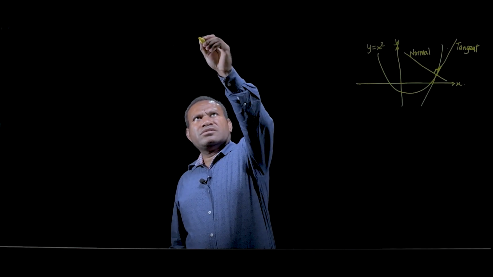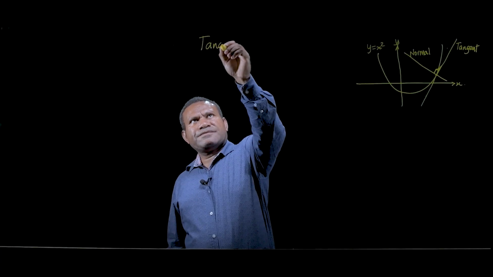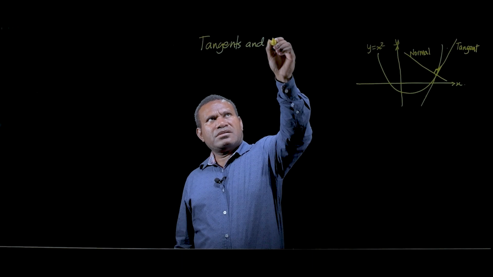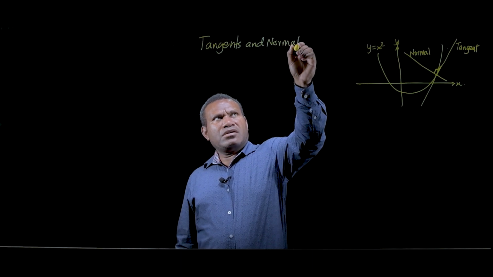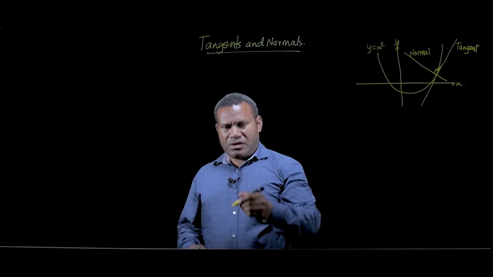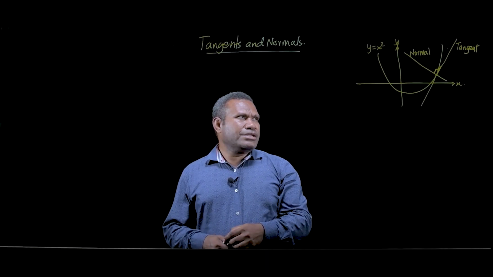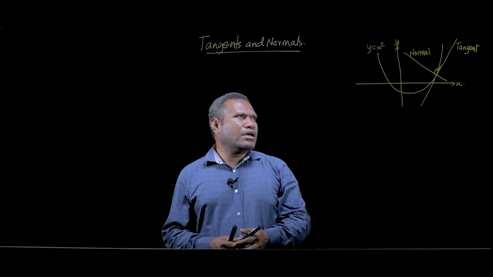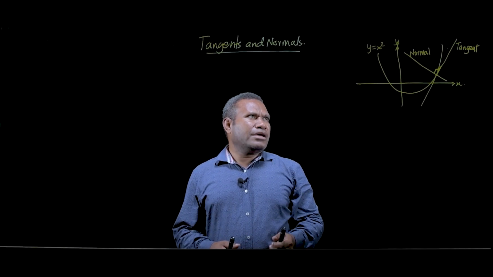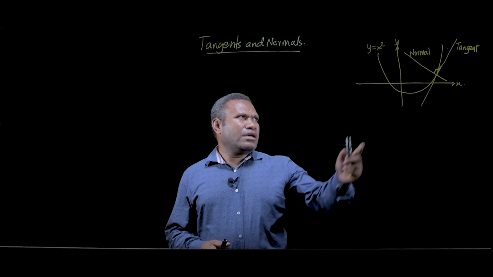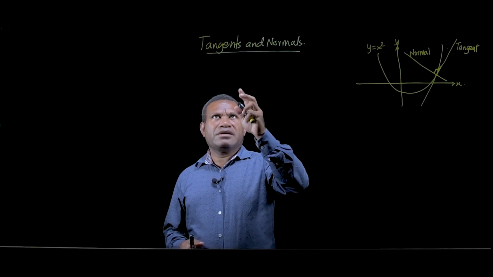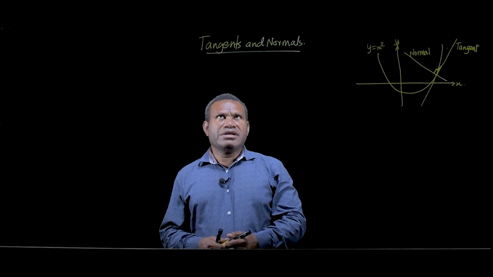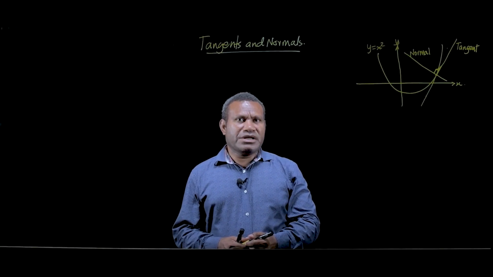All right, so tangents and normals. As you can see on the diagram, I've got a diagram that has some lines there. So we are going to define the tangent and normal using this diagram here. The tangent and normals are straight lines, right?